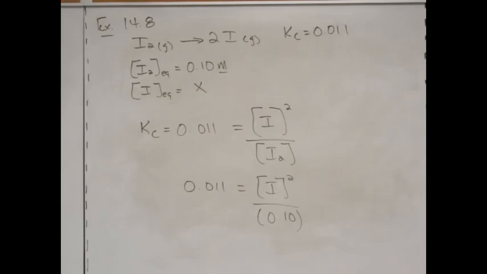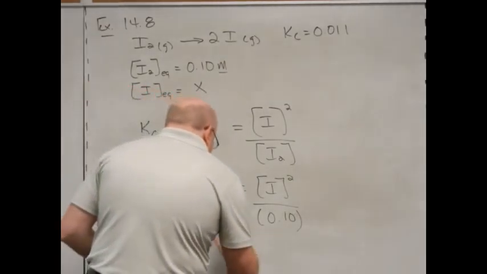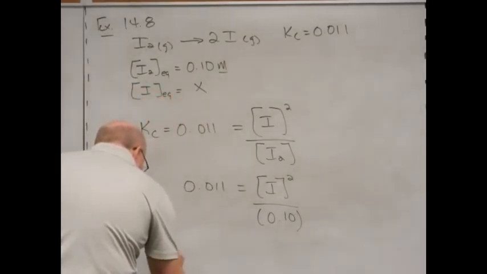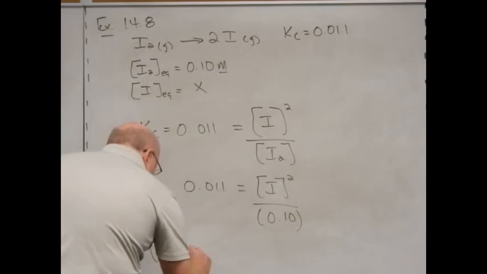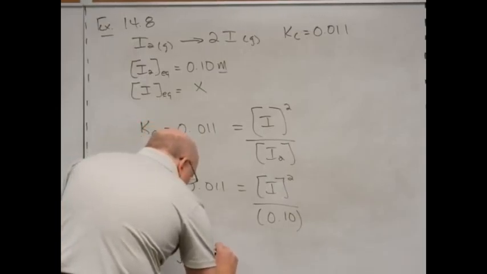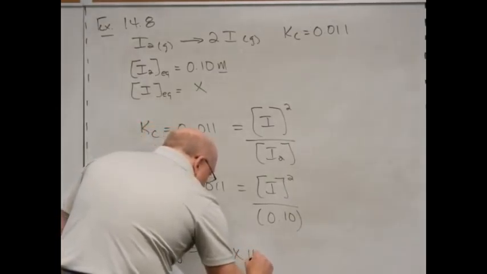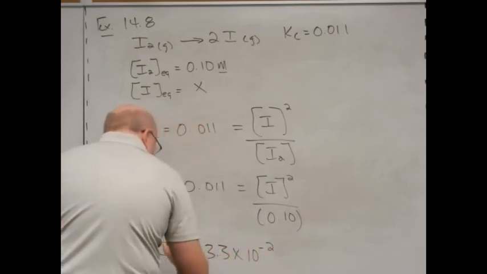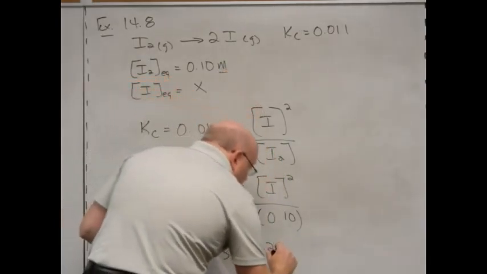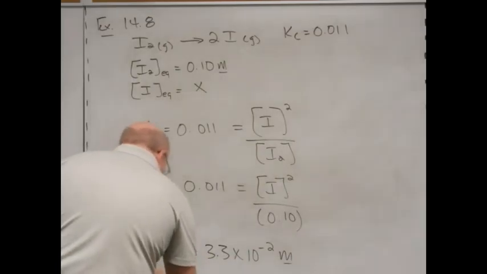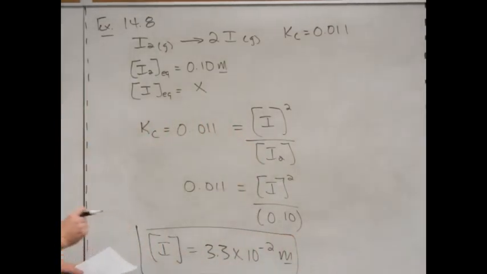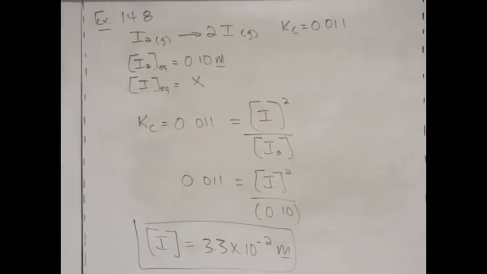We can solve that pretty quickly for I. Multiply, take the square root. And when you do that, we'll get that I equals 3.3 times 10 to the minus second. Concentrations are all in moles per liter, so you can carry that right through. And you have the answer. Nothing more, nothing less. You'll have what's missing.